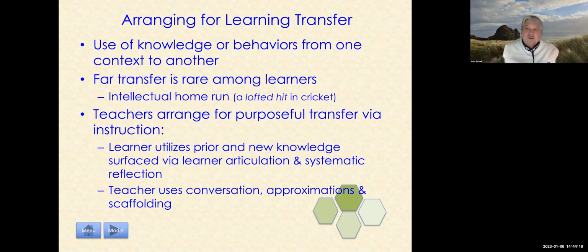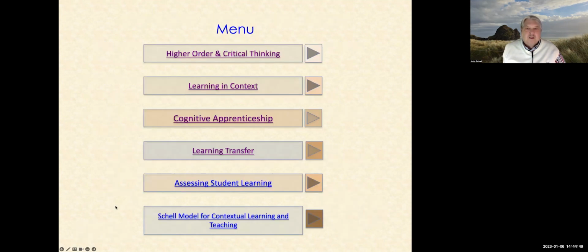And we'll talk about those as dynamics. There are about three different dynamics that we'll talk about here that might help you promote learning transfer. Okay, another piece of that is, we talked about articulation, systematic reflection, and the teacher uses conversation approximations and a technique of scaffolding. So let's move back to our menu and pick up another topic, and that is assessing student learning.